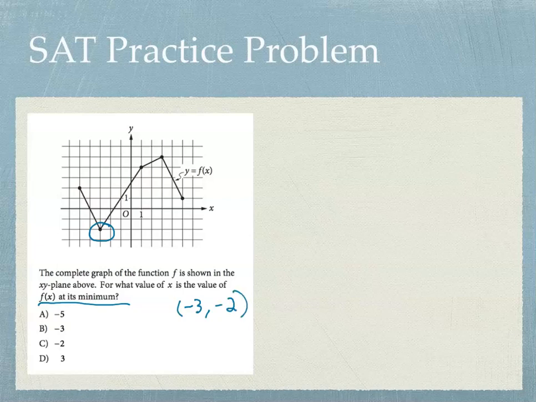okay, they are asking for the value of x. Make sure you're reading the problem. So the value of x, where it's at its minimum, is -3. We say that's like the location of the minimum. If it asked what the minimum value was, that's when you would look at this -2. But they didn't ask that, so we're not going to write that. We're going to answer this question with -3.